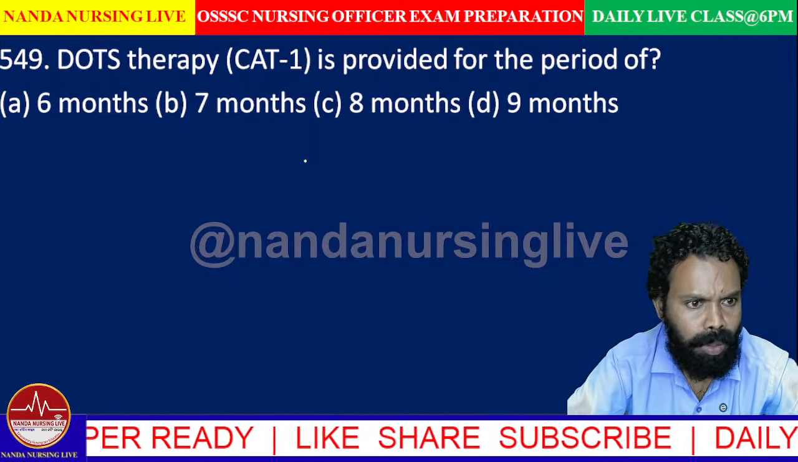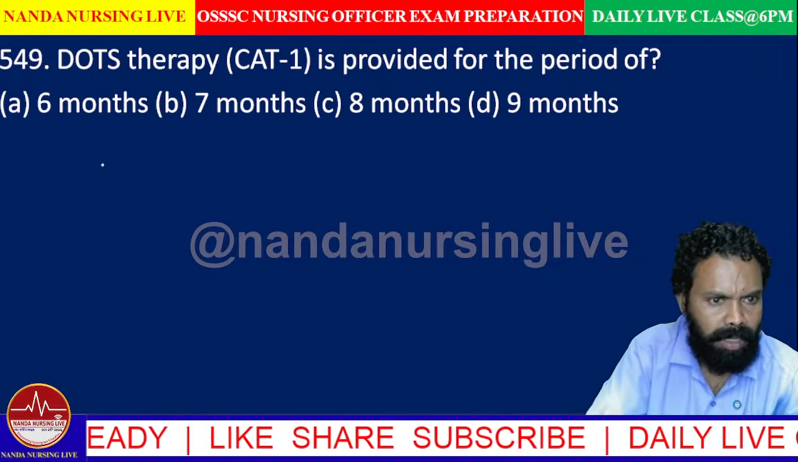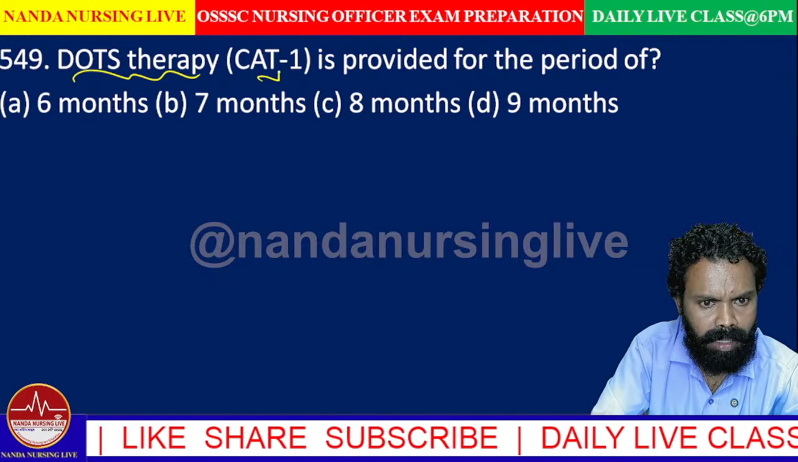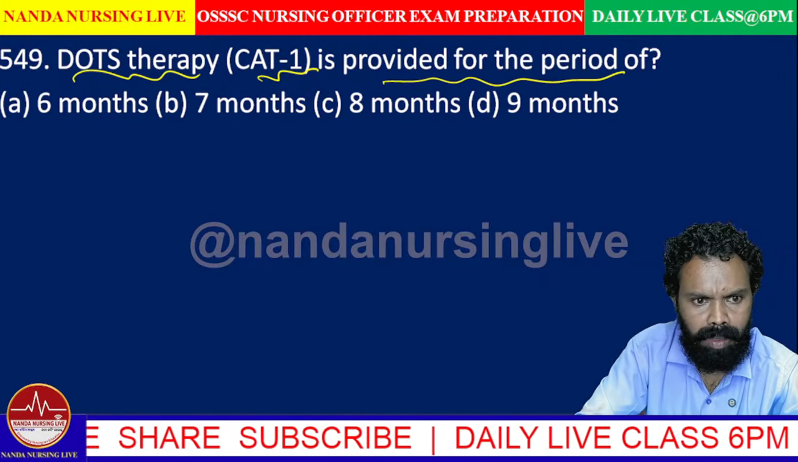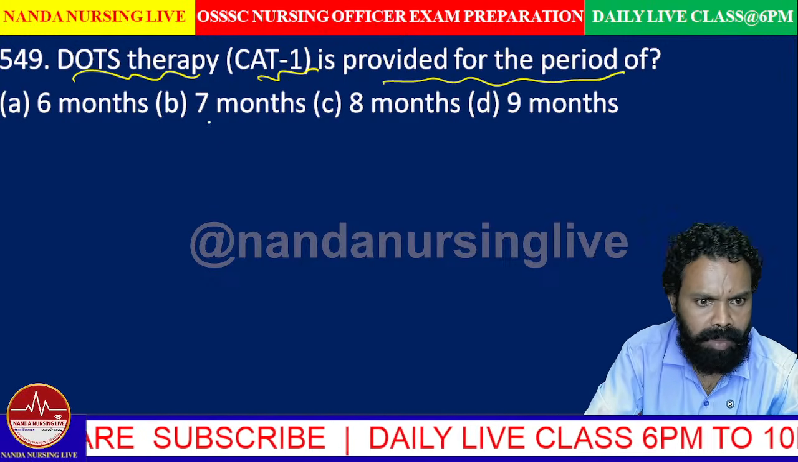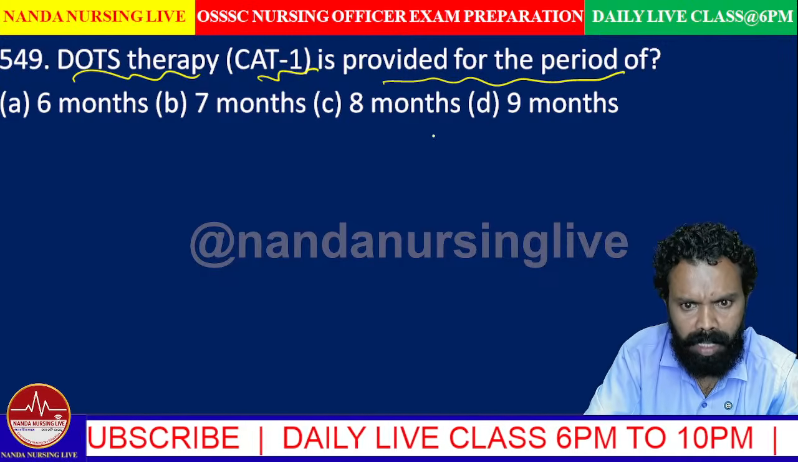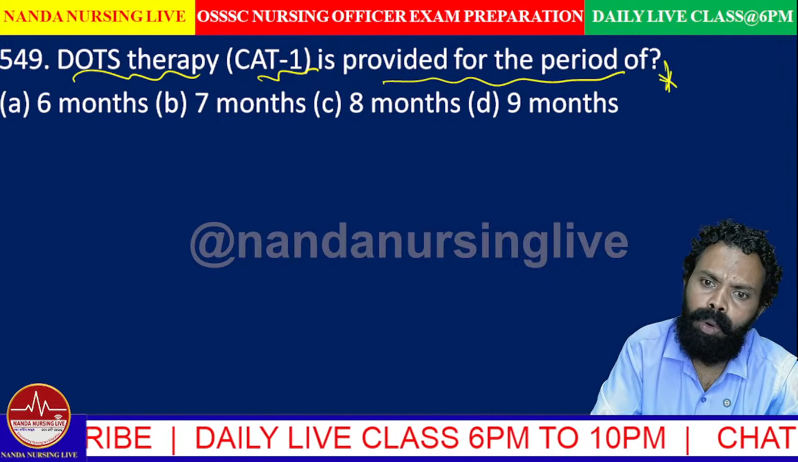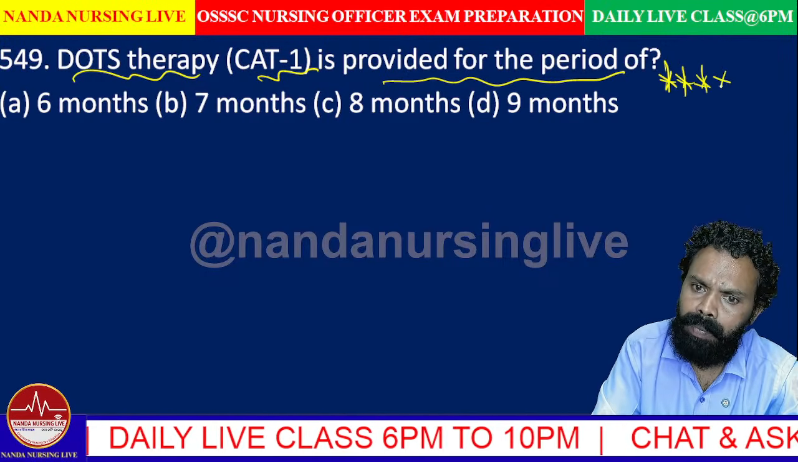Next question. Question number 549 is DOTS therapy. DOTS therapy category 1 is provided for the period of: option A, 6 months; option B, 7 months; option C, 8 months; option D, 9 months. So most important MCQ, beta.